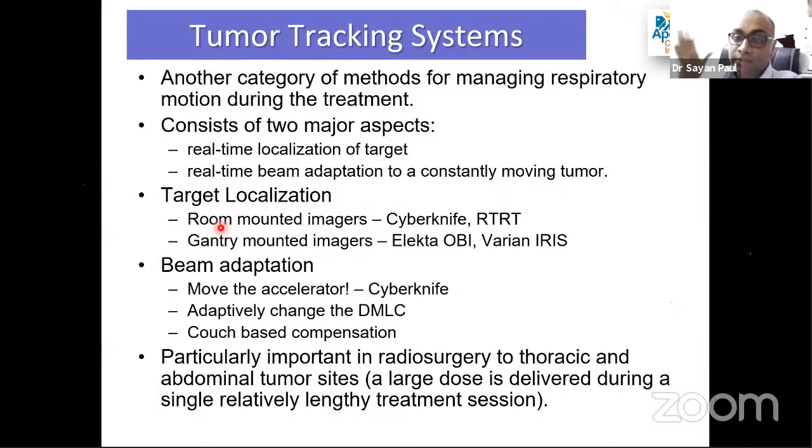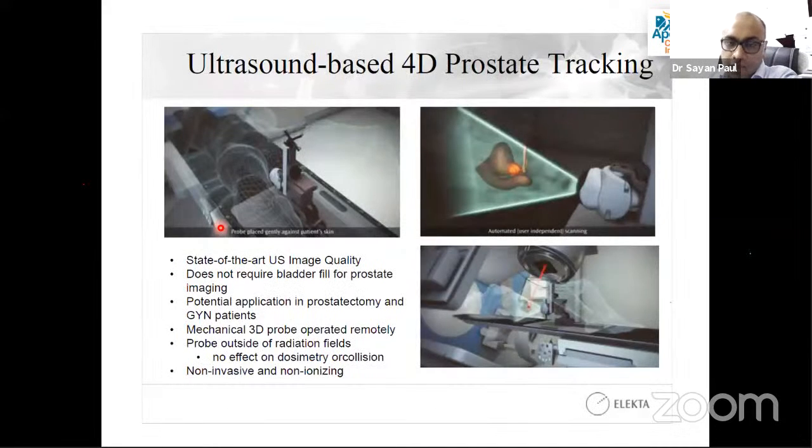Or the dynamic MLC can move. Okay, the tumor has shifted there, the MLC will move and will track the tumor and treat. Or the couch also can move and come to a different position. If the tumor has shifted laterally like 1 millimeter, the couch will move 1 millimeter and then you fire. So it is particularly important in radiosurgery of thoracic and abdominal tumors like in lung or in liver, where the movement is significantly more. There are also newer systems like ultrasound-based 4D prostate tracking, which has state-of-the-art US image quality.